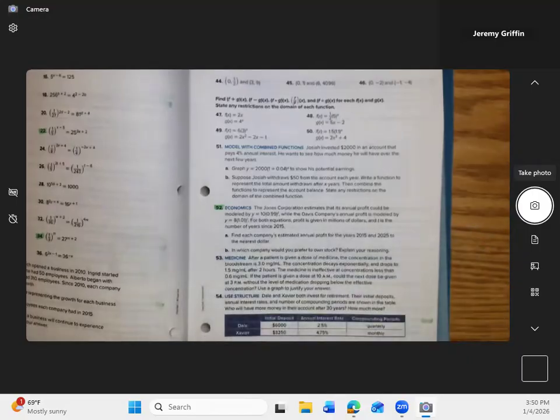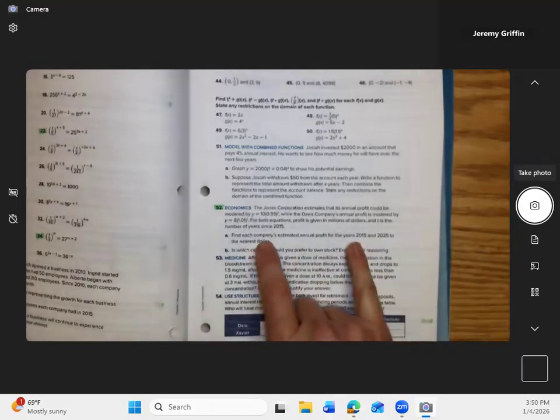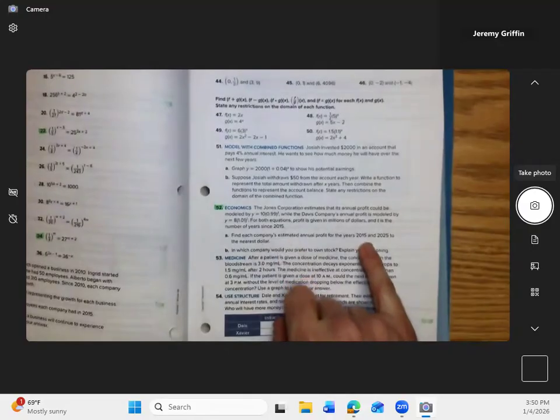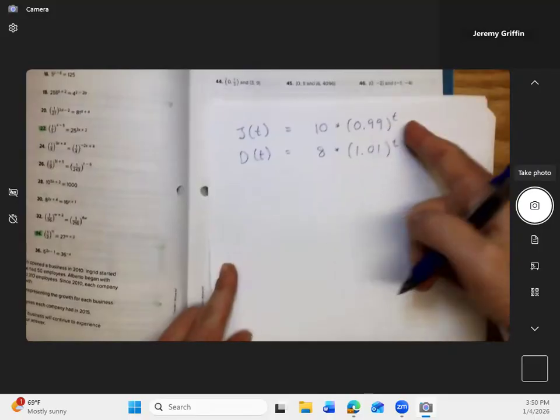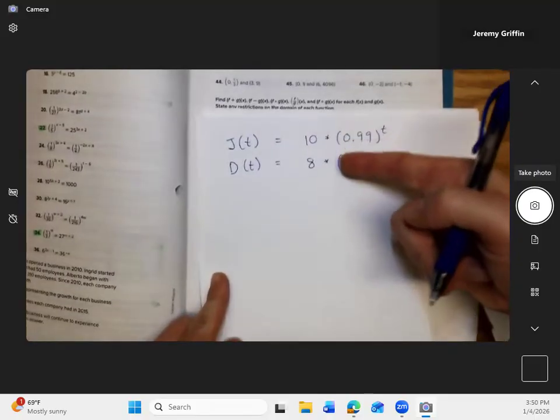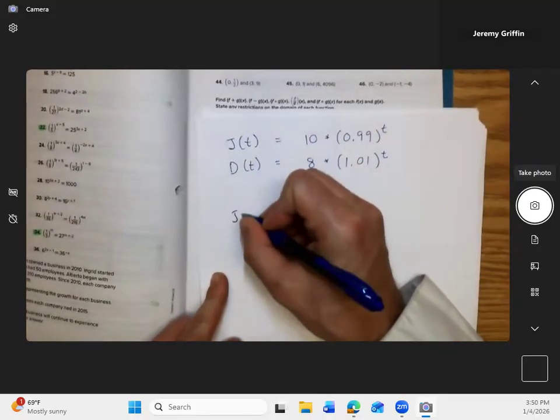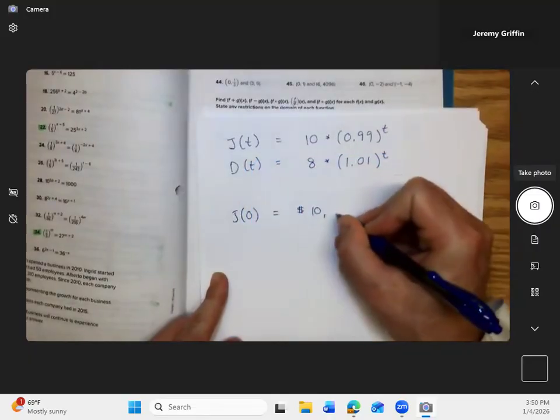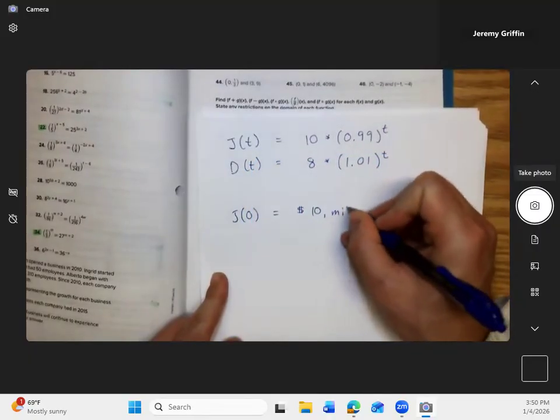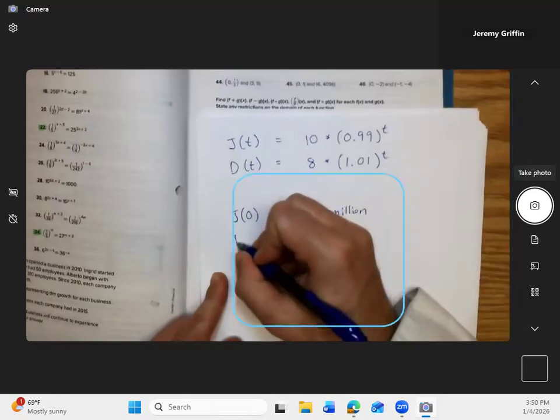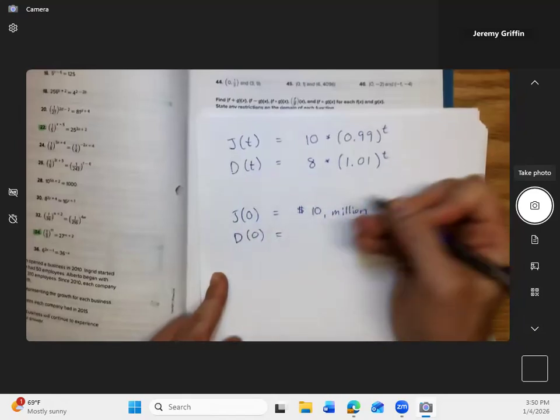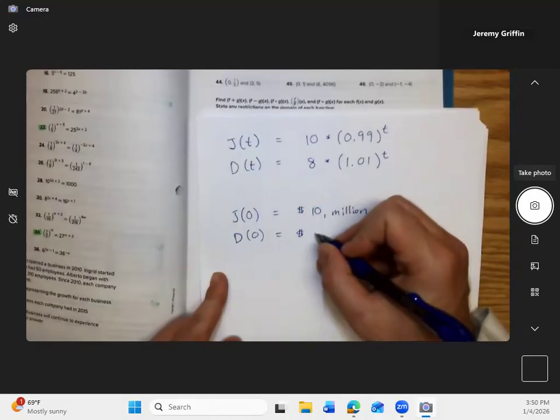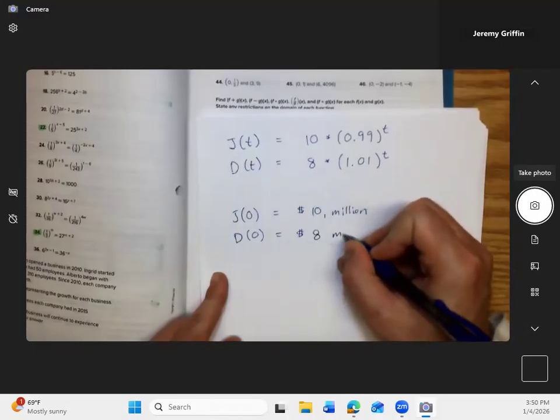So there you go. But what does your book point out of this? Find the company's estimated profit in 2015 and 2025 to the nearest dollar. Well, 2015 I know because you just plug in zero: $10 million, $8 million. So J of 0 is 10 million dollars. And Davis at time 0, so your 2015, is $8 million.